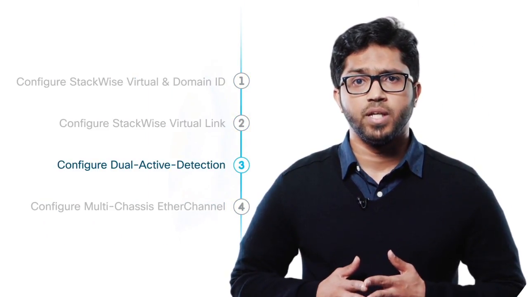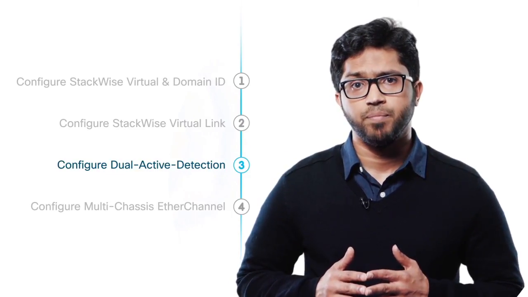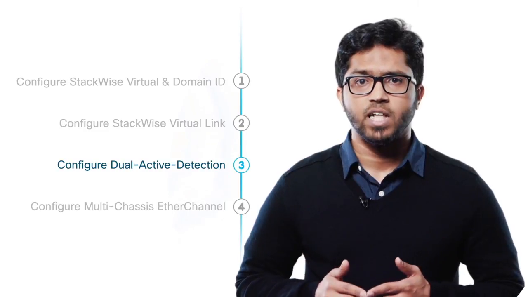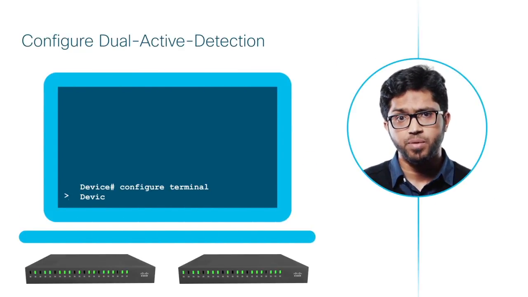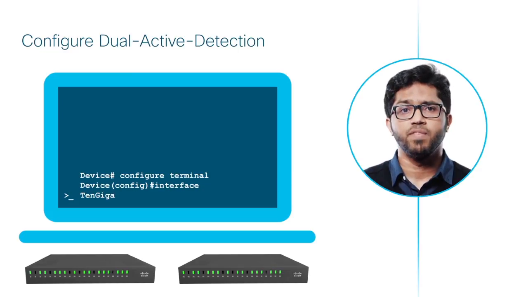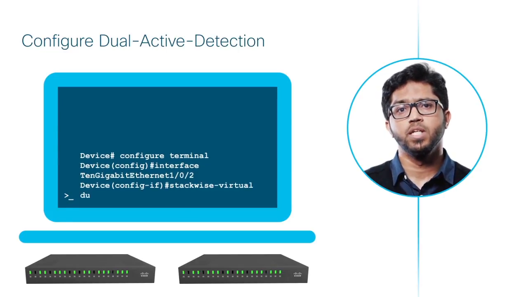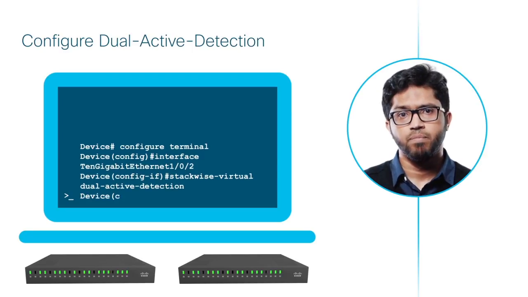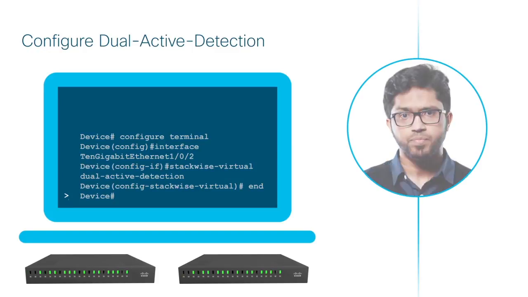So now, configure the dual active detection link to ensure both the switches are not active simultaneously, or avoid the conflict, as we call it. To do this, again, enter the global configuration mode, then enter the interface configuration mode. Next, run the StackWise Virtual dual-active-detection command. And next, exit the interface configuration mode.